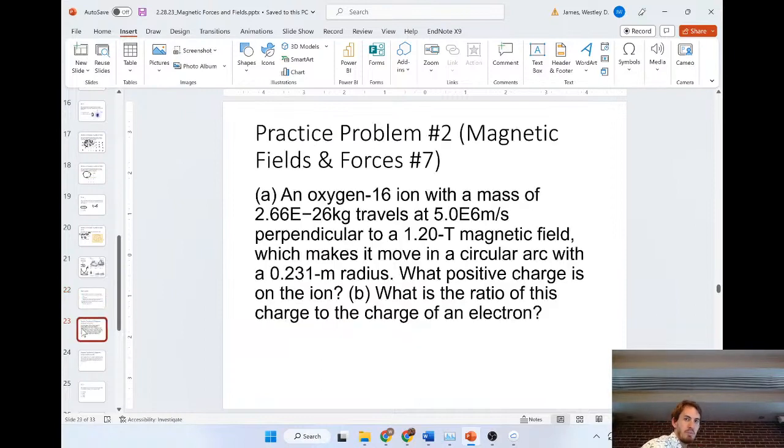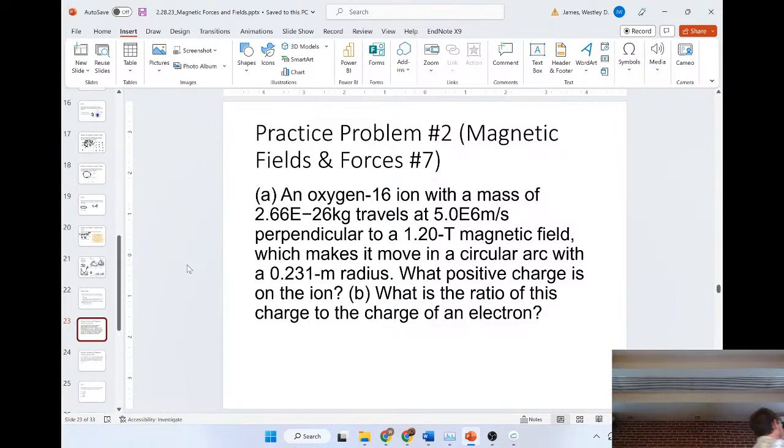Alright, so let's get into some problem solving today. This problem, let me read through it first and I'll explain why this is an interesting problem. An oxygen-16 ion with a mass of 2.66 times 10 to the minus 26 kilograms travels at 5 times 10 to the 6 meters per second, perpendicular to a 1.20 Tesla magnetic field, and this makes it move in a circular arc, a half circle with a 0.231 meter radius. What positive charge is on the ion? And what is the ratio of this charge to the charge of an electron? In other words, how many missing electrons does it have?